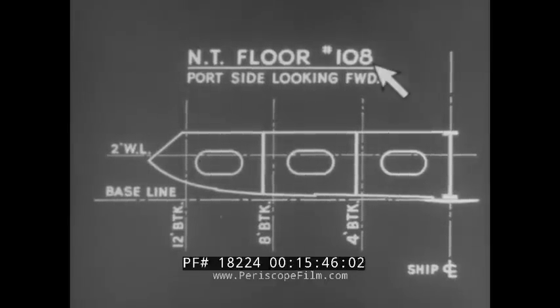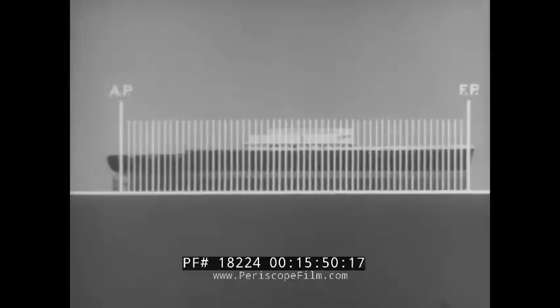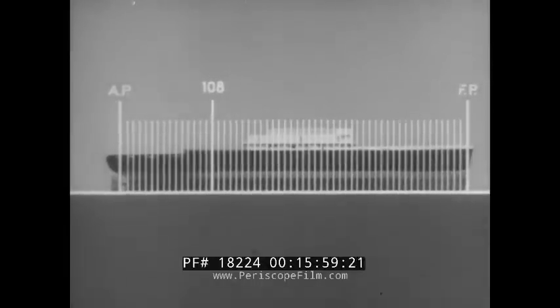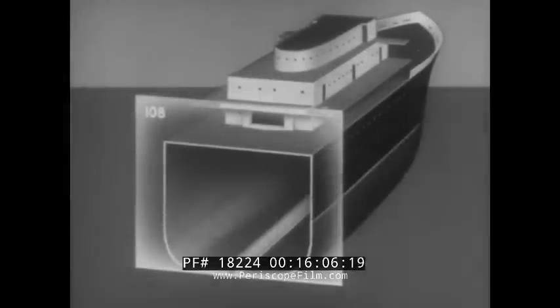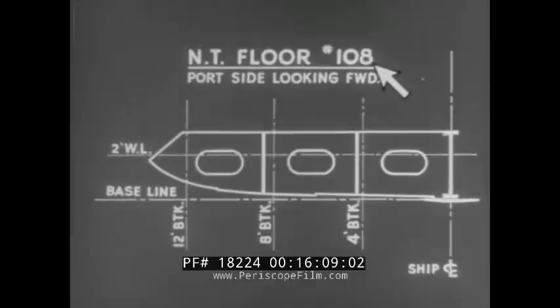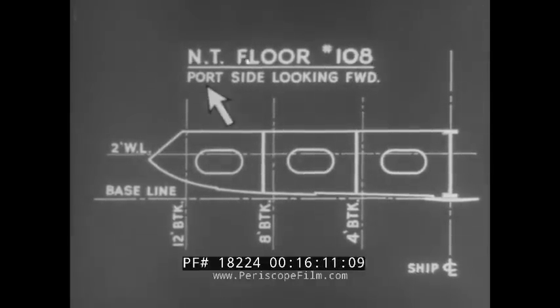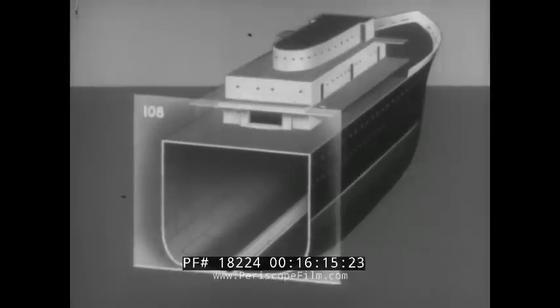Our first clue is frame line number 108. Since frame lines start at the forward end of the ship, number 108 tells us that the floor is pretty well aft. Our next clue is provided by the word port. This sends us to the left-hand side of the ship looking forward.